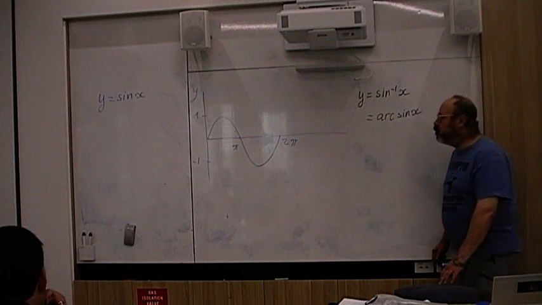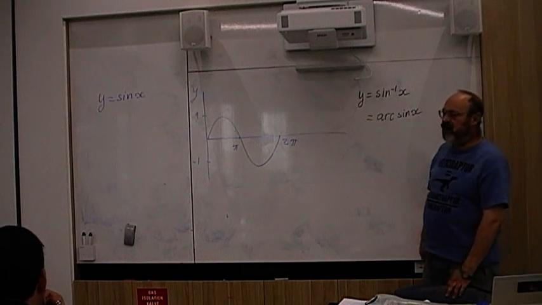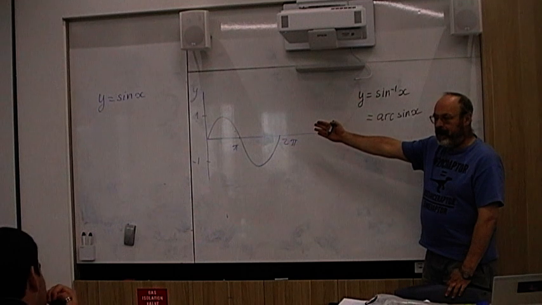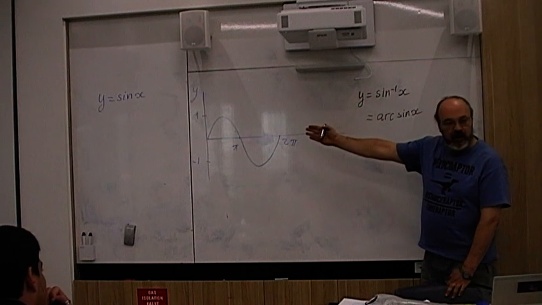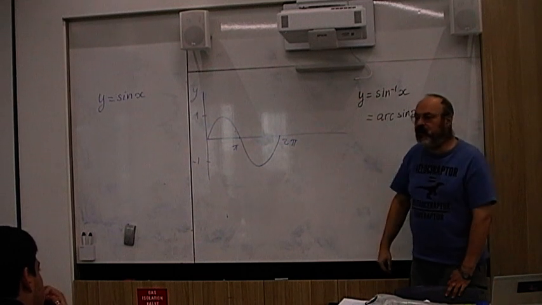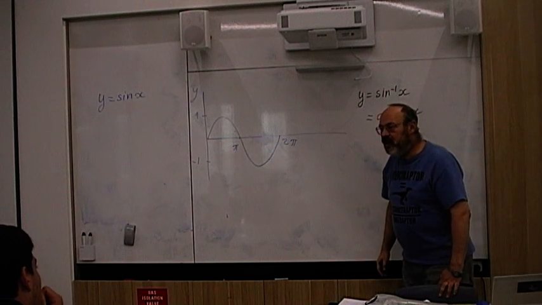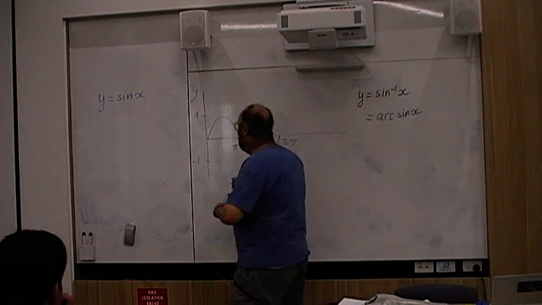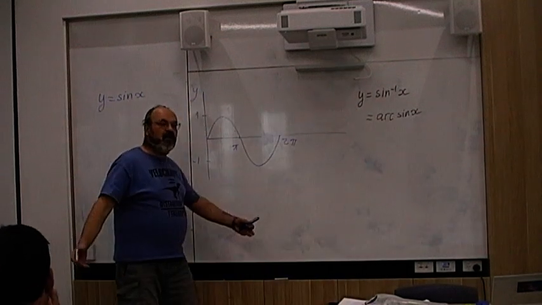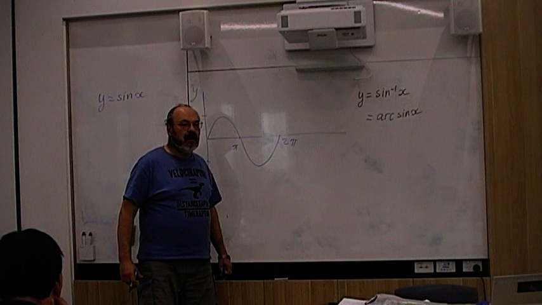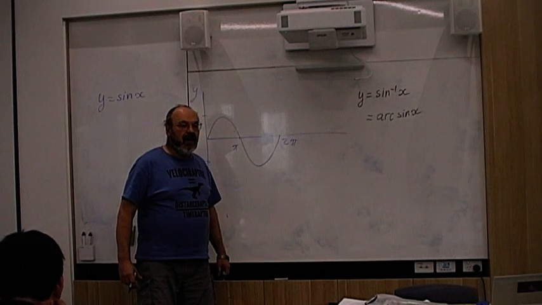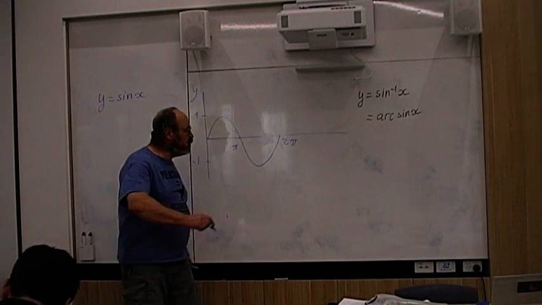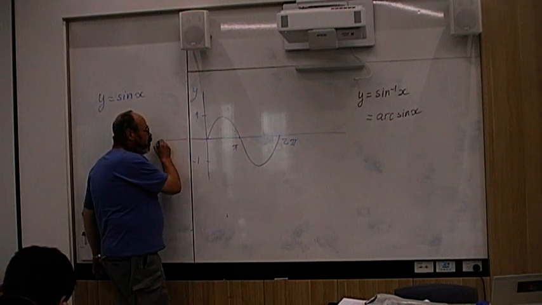So if we want to sketch the graph, what problem will we have here? What is the condition for a function to have an inverse? It must be a one-to-one function. You can always have an inverse, just not an inverse function. To have an inverse function, the original must be one-to-one.